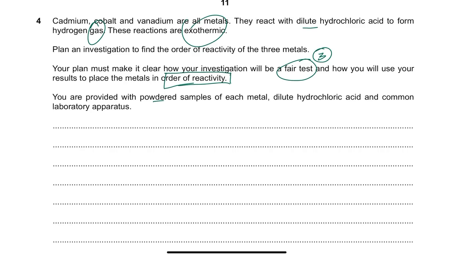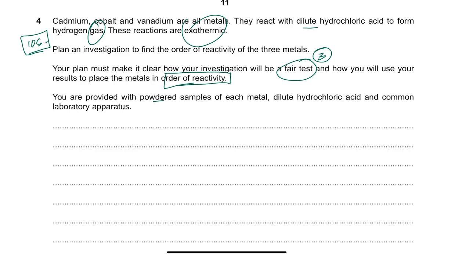One is that we set up a whole apparatus where we react them all and collect the hydrogen gas over a fixed time. After 10 seconds, the one with the greatest volume of hydrogen gas will be the most reactive. So you get one mark for mentioning 10 seconds, and the conclusion is that the largest volume of gas produced in this set amount of time, 10 seconds, is the most reactive, okay?